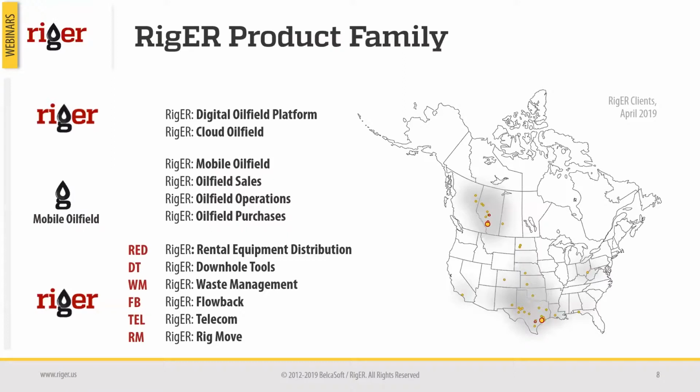Based on the platform, RigER also has a number of user-specific or sub-industry-specific applications. They include rental equipment distribution, downhole tools solution, waste management, flowback, telecommunication tools management, as well as rig move. On the right-hand side, you can see the map of our user distribution. A lot of them are in two general locations, the US and Canada, where the oil and gas industry is focused. A lot of our customers are coming from Texas and other states of the United States, as well as of late. So we're glad to see more US customers coming on board.